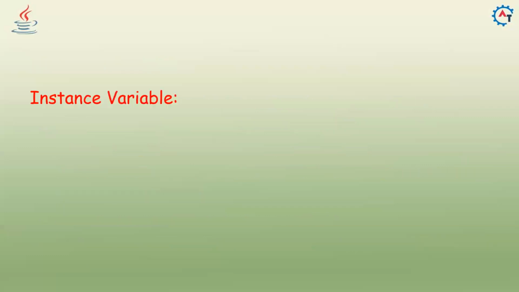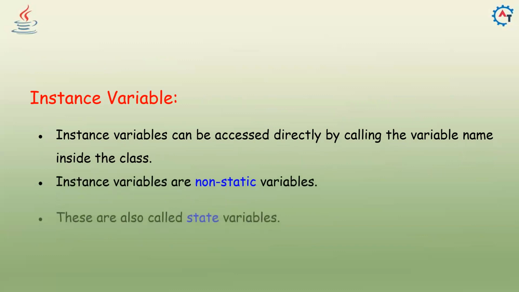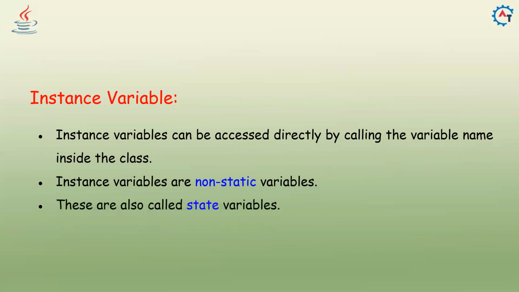Okay, so instance variables can be accessed directly by calling the variable name inside the class. So you can directly call them wherever you want. Instance variables are non-static variables. These are also called state variables. Okay, so we will see all these points by taking an example.